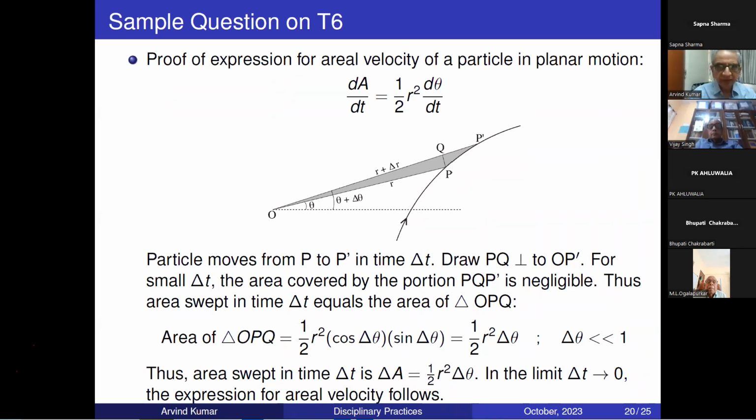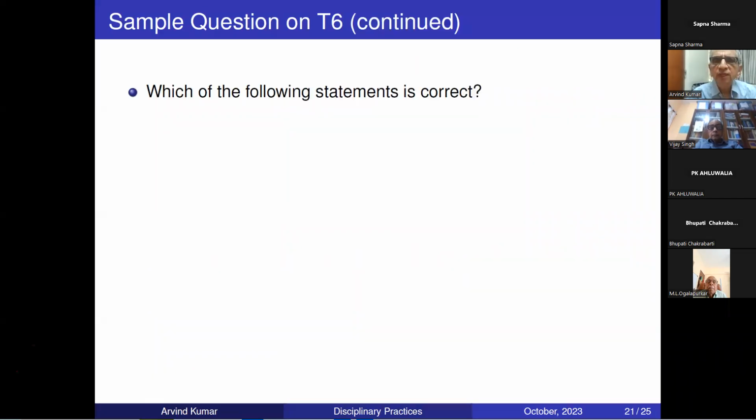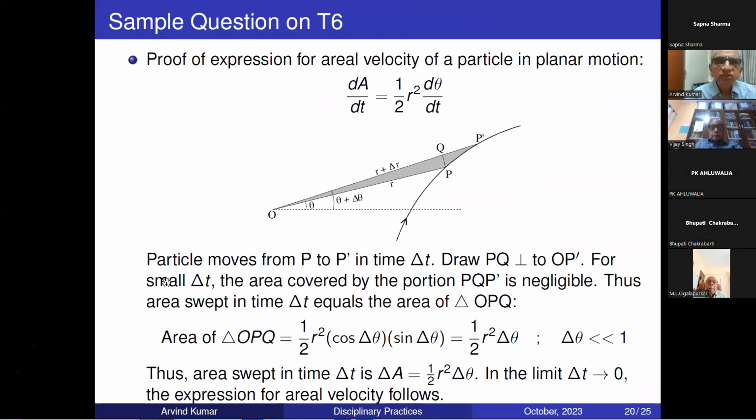So I'll give you the proof, and it's almost a trivial proof, and you will see what I'm saying. The particle moves from P to P dash in time delta t. It's a plane; the particle is moving in a plane. Here's the origin. Draw PQ perpendicular to OP dash. So for small delta t, the area covered by the portion PQP dash is negligible.